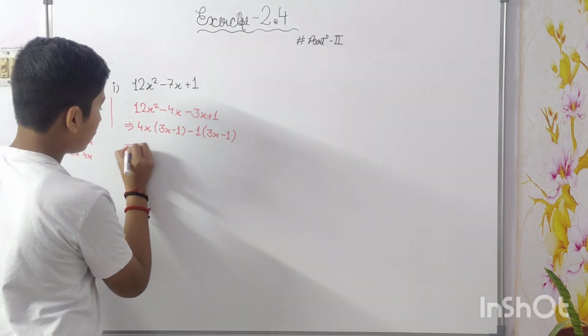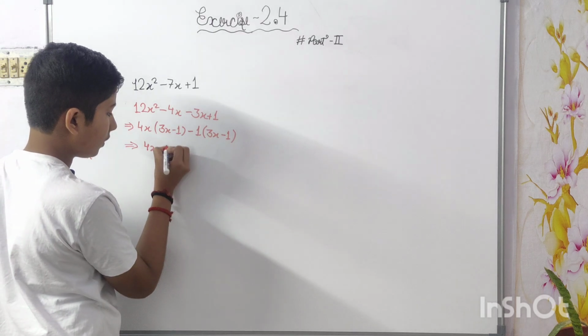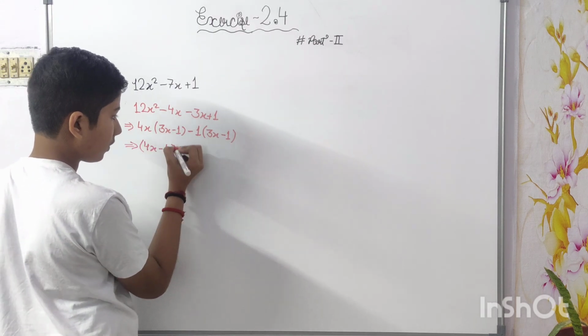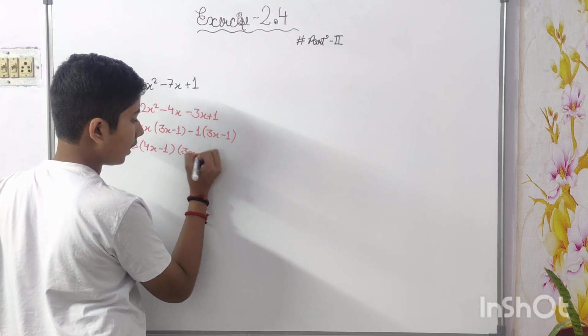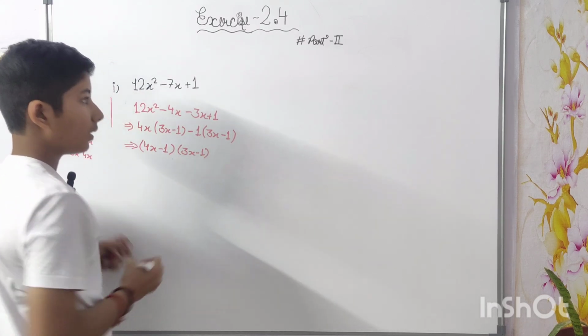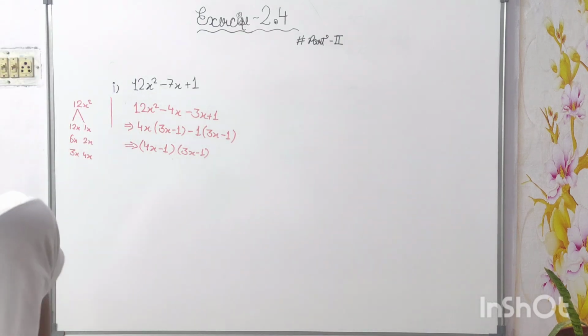Okay, so now what will we do? 4x minus 1 and multiplied by 3x minus 1. This will be our answer. 4x minus 1 into 3x minus 1.